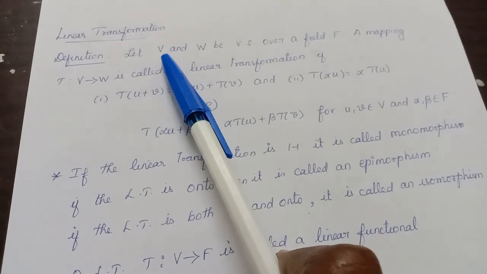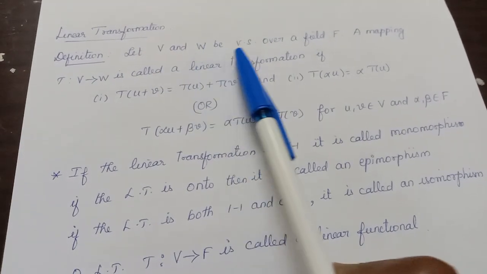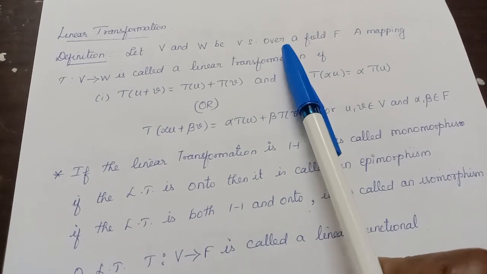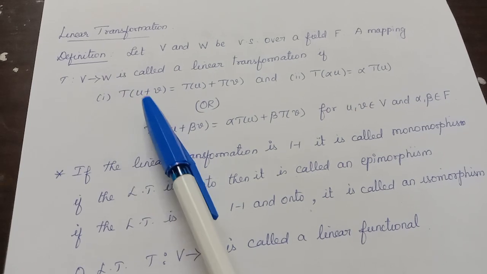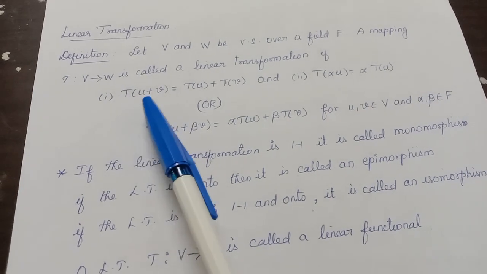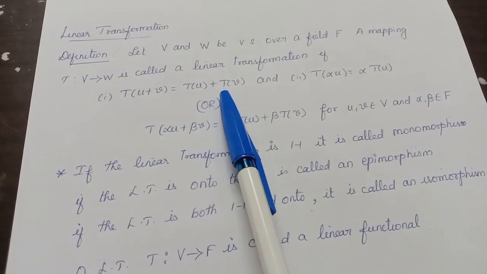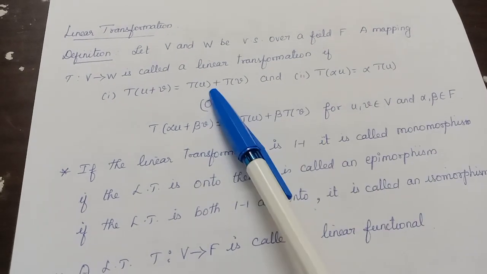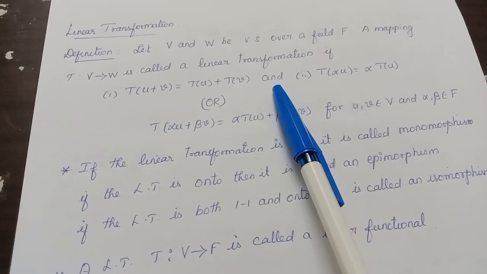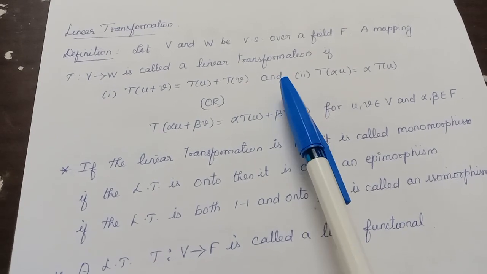That is, let us take two vector spaces V and W over the same field F. If there is a mapping T from V to W which satisfies the conditions T of U plus V equal to T of U plus T of V, and T of alpha U equal to alpha into T of U, then that mapping is called a homomorphism or linear transformation.